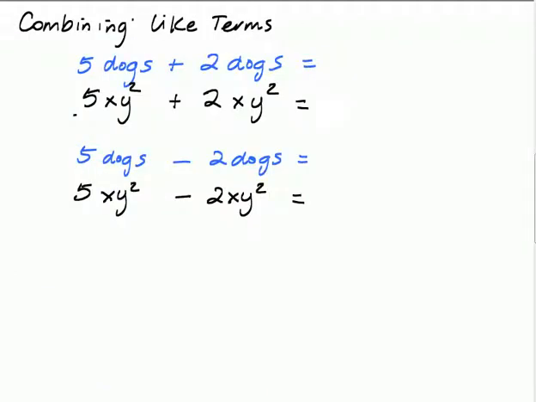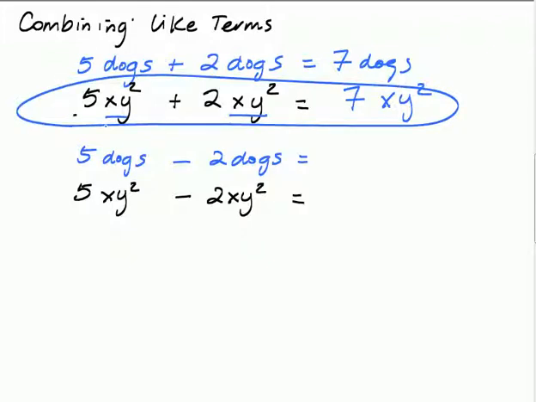Okay, combining like terms. I'm going to go back to the dogs, and you can see 5 dogs plus 2 dogs. We all know that. We would have 7 dogs. So what is 5xy squared plus 2xy squared? This part stays the same. We're going to end up with xy squareds. And how many do we have of them? We have 7. So our answer here is just 7xy squared.